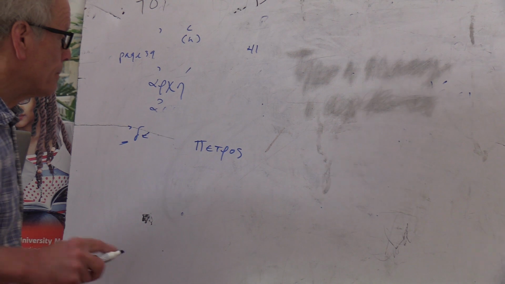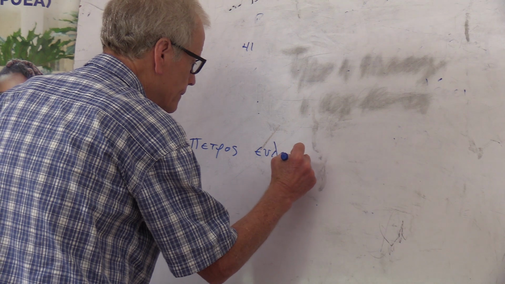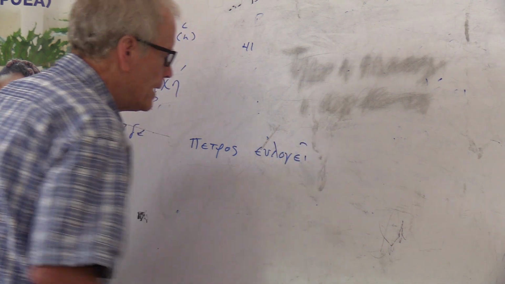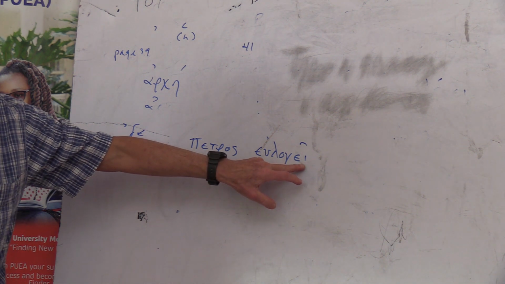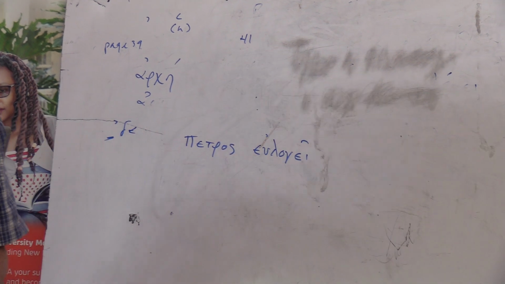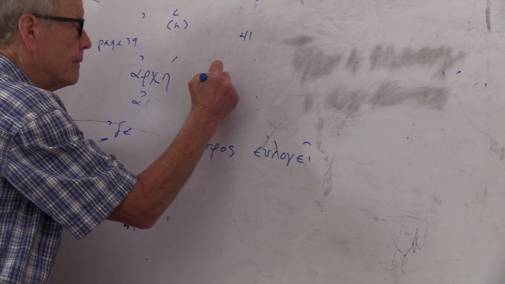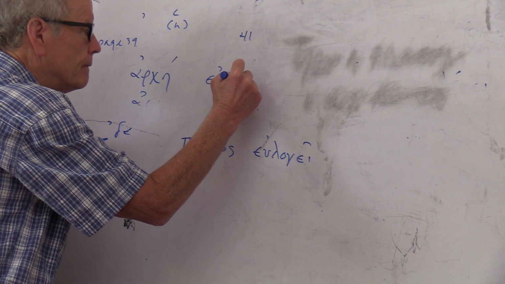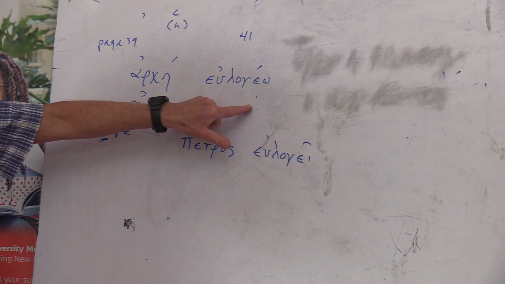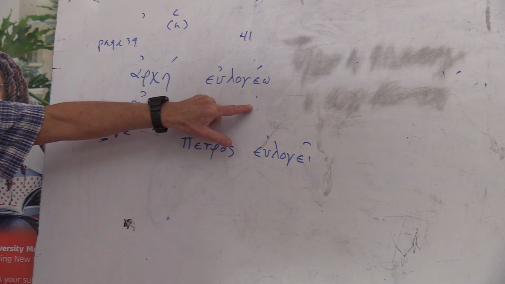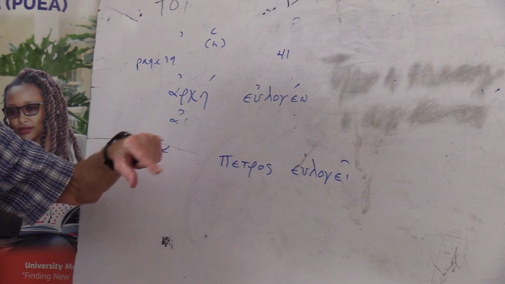The sentence, Petros euloge. Now, you don't know this verb yet, but we'll figure it out. You can tell from the way it's spelled, it's a contract verb. So if you saw this word in the Kamusi, in the Greek dictionary, it would be this. It's a contract verb. So it would be eulogo, euloges, euloge, eulogoumen, eulogeite, eulogousi, if we're conjugating the verb.